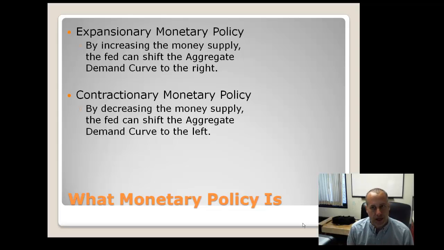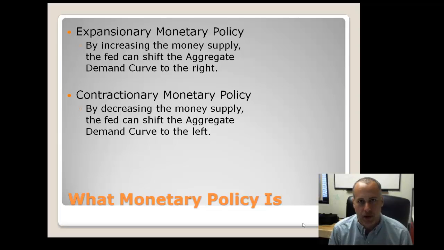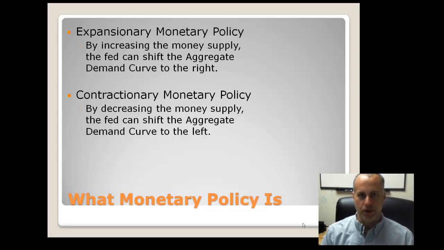The Fed can engage in either expansionary monetary policy, where they attempt to grow the size of the economy and increase aggregate demand, or contractionary monetary policy, where they try to shrink aggregate demand and reduce the size of the economy, usually in an effort to control inflation. Expansionary policy involves increasing the money supply. In other words, printing more money, making more money available for consumers to use. Or contractionary monetary policy, where they reduce the size of the money supply, which lowers aggregate demand, shifts the aggregate demand curve to the left.